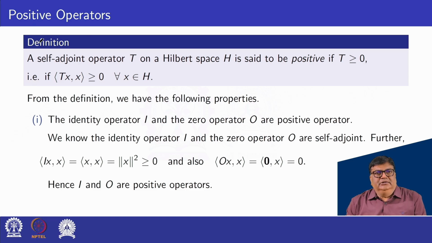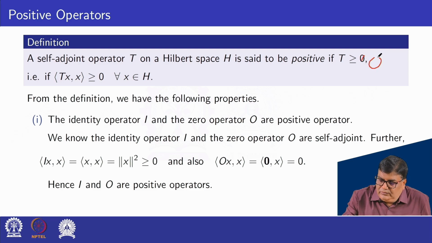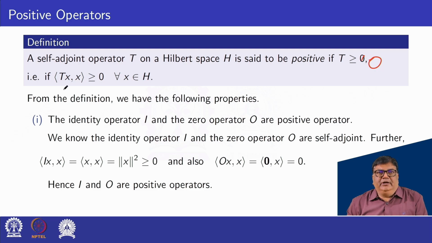Positive operators. Definition: a self-adjoint operator T on a Hilbert space H is said to be positive if T is greater or equal to O, that is the zero operator. That is, if the inner product of Tx and x is greater or equal to 0 for all x belonging to H. From this definition, we have the following properties. First, the identity operator I and the zero operator O are positive operators.